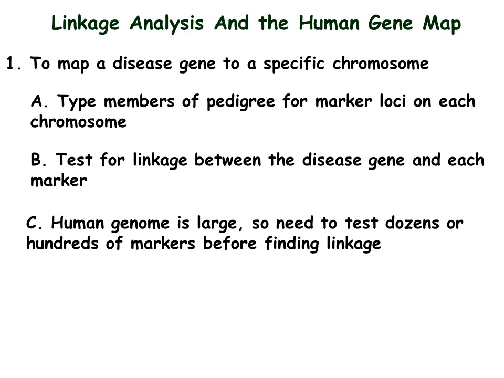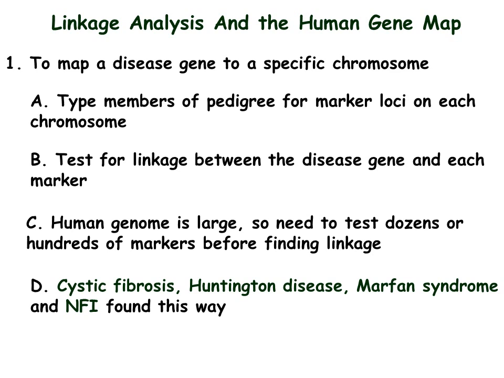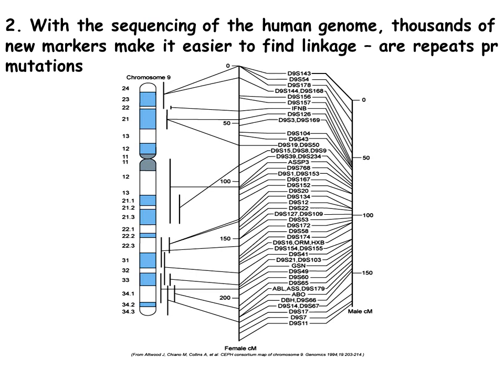This can be tedious, and it was for a long time. Anyway, the human genome is large, so you need to test dozens or hundreds of markers before you find a linkage. So, and it took years, but we found cystic fibrosis, Huntington disease, Marfan, and of course NF1 this way. And this is what a linkage map looks like.